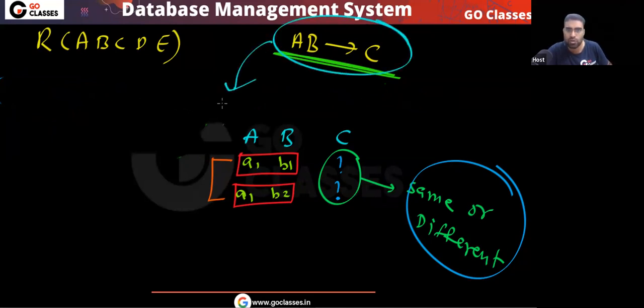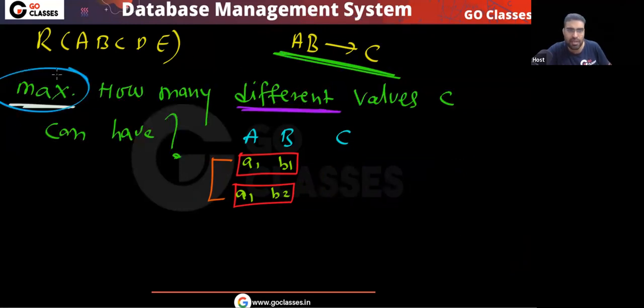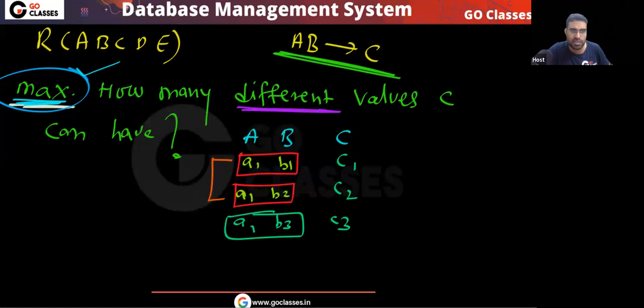Okay, so this is what I want: maximum different values. This is the important part. So what I will do is make sure that C has different values. For every combination, I will put a different value. For this combination, a different value. For this combination, a different value. Is this clear? For every different combination, I will put a different value, and so on.